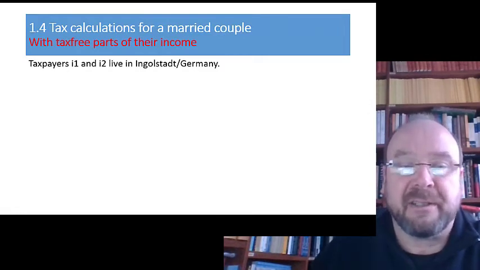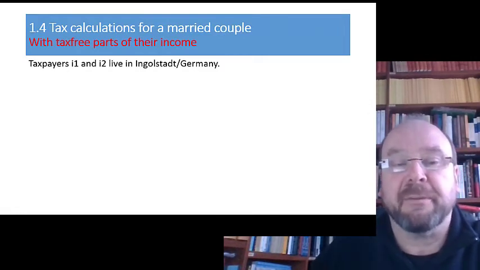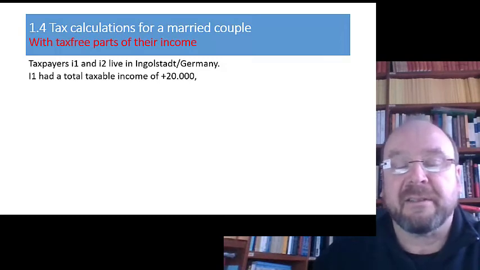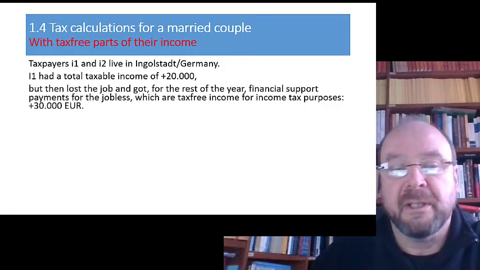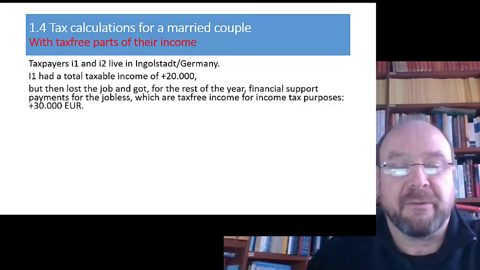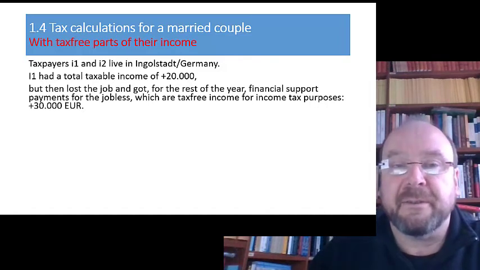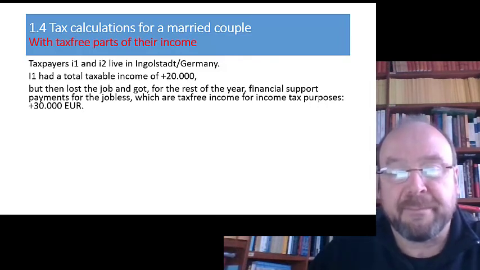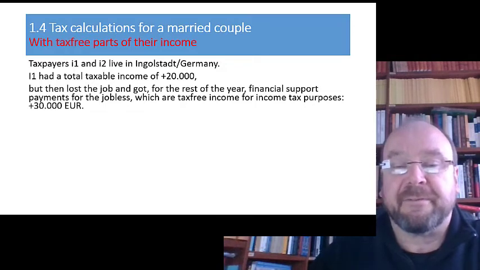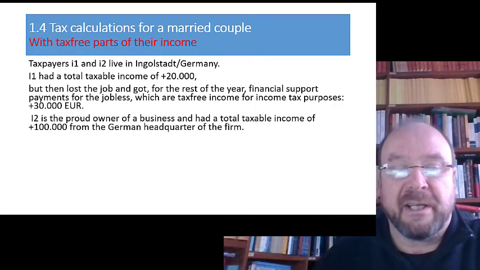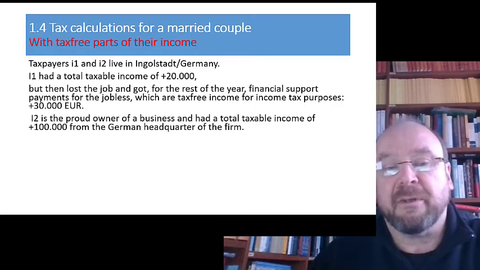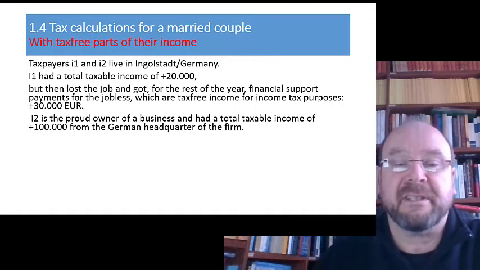Taxpayers I1 and I2 live in Ingolstadt in Germany. And I1 had first a total taxable income of plus 20,000 euro, but then lost the job and got for the rest of the year financial support from the state institutions for the support of the jobless. They are tax-free income under income tax aspects. That was plus 30,000.